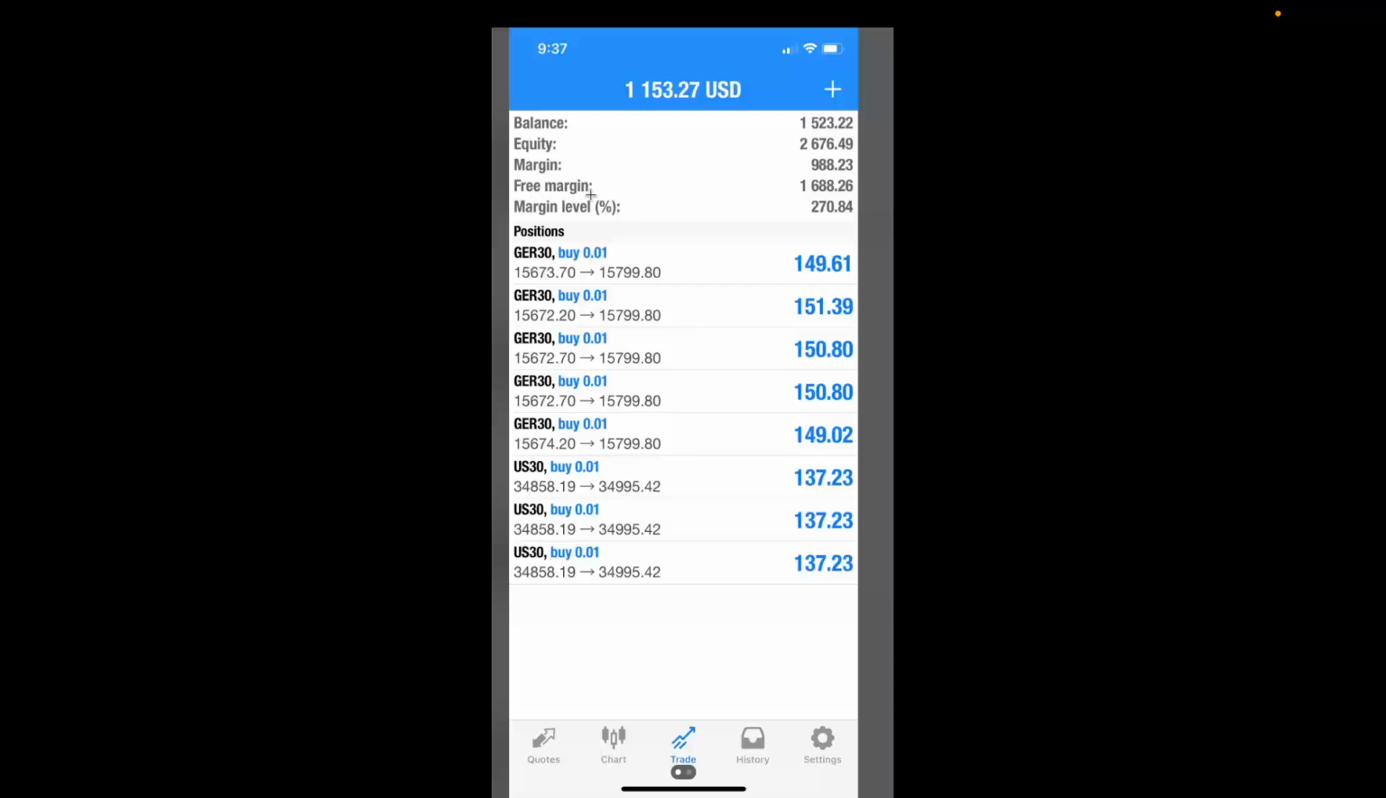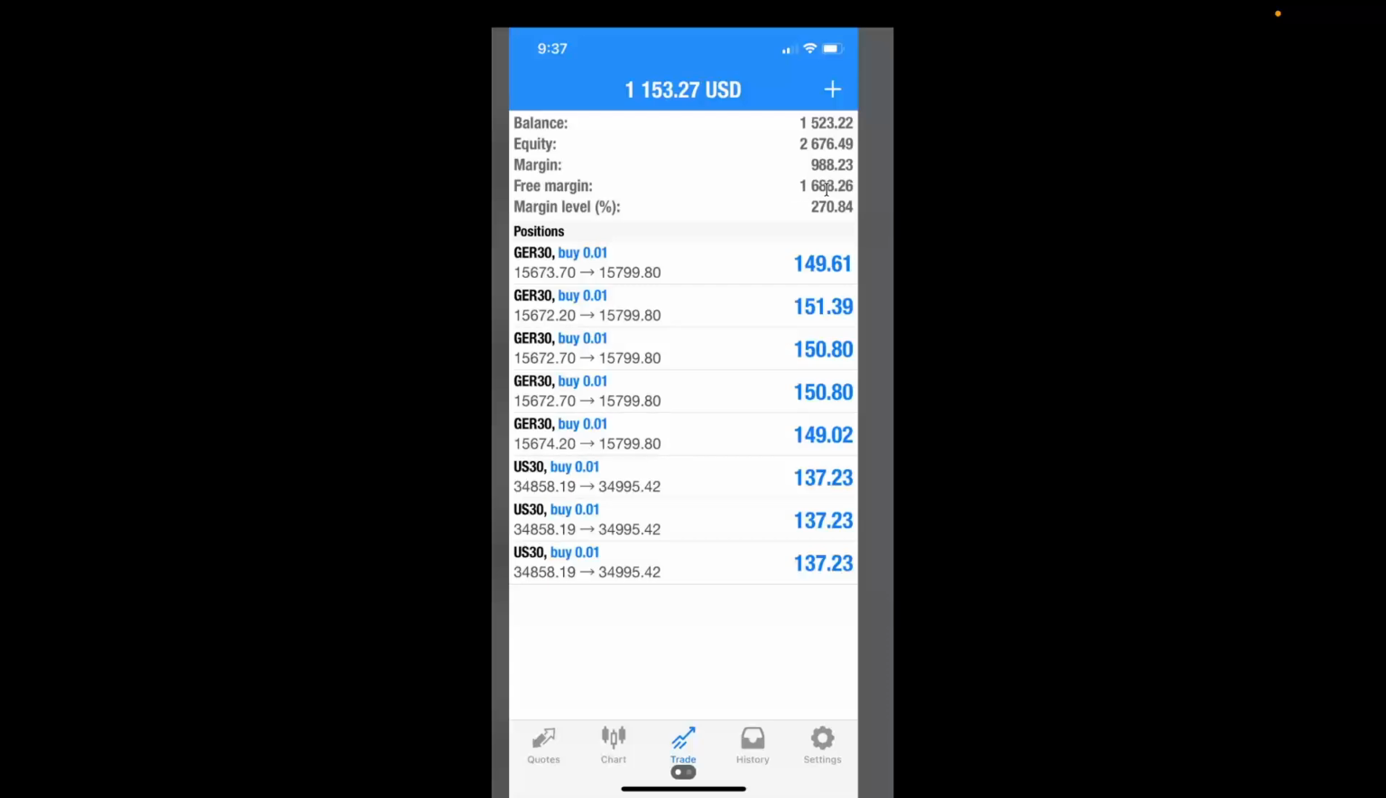What does free margin mean? You see that you're already in profit of 1,153. So your equity is already reading 2,676, and the trade is already using $988 of your money. So if you remove this 988 from the 2,676, you still have this free margin. That is free money for you to still trade. If you want to open more positions now, you still have 1,688 left to open any other positions that you want.